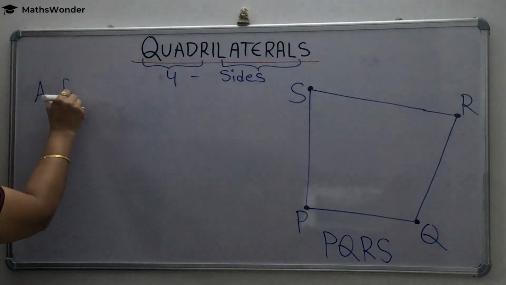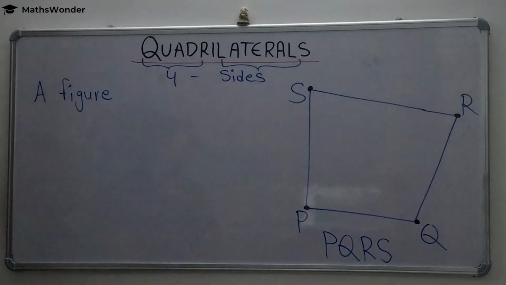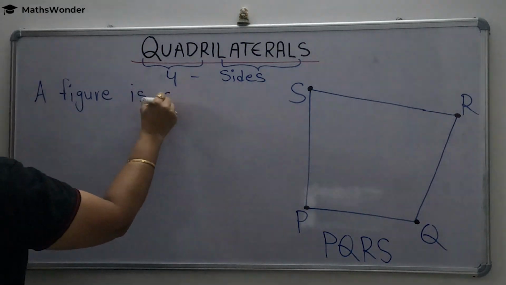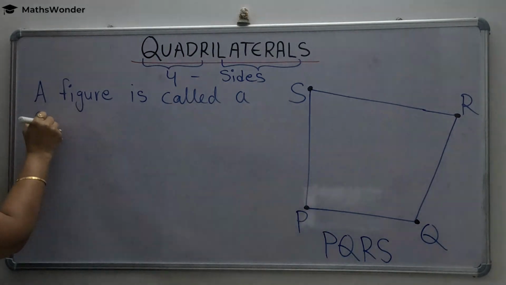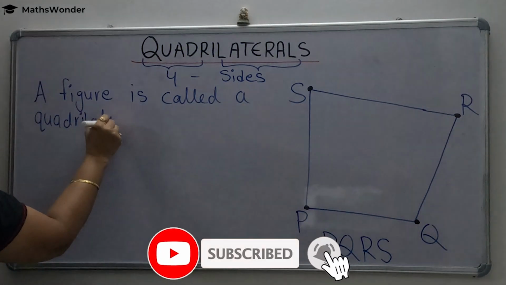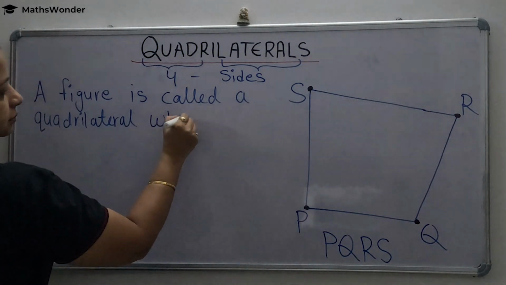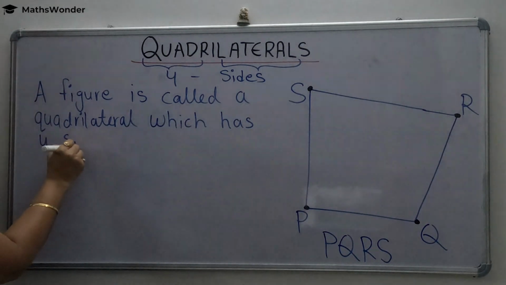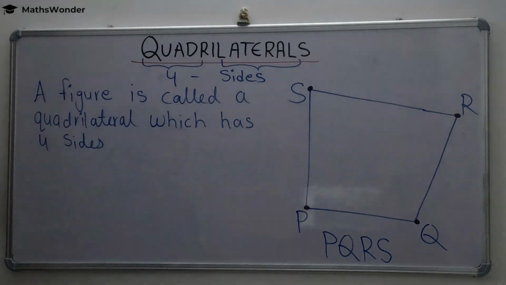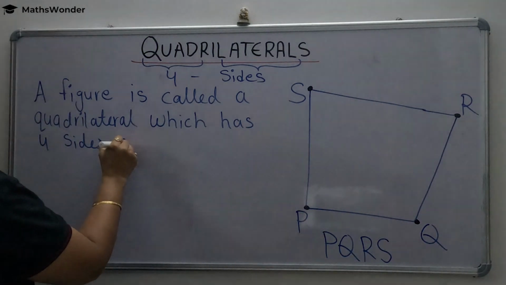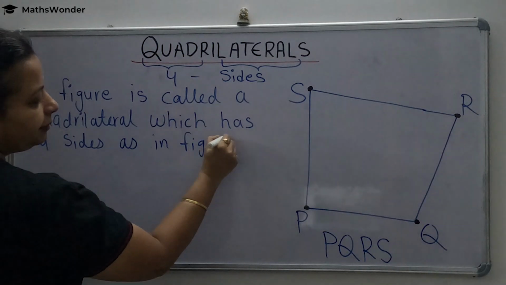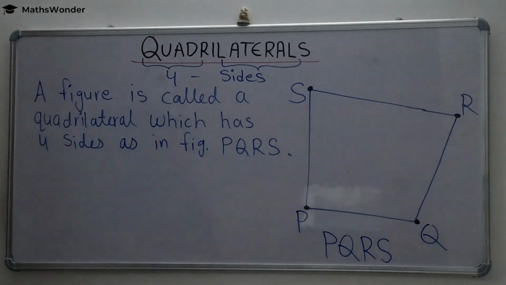So the definition is: a figure is called a quadrilateral which has four sides, as in the figure P, Q, R, S. So the 4 vertices of the quadrilateral are P, Q, R, S. Now, we'll understand the elements of a quadrilateral.